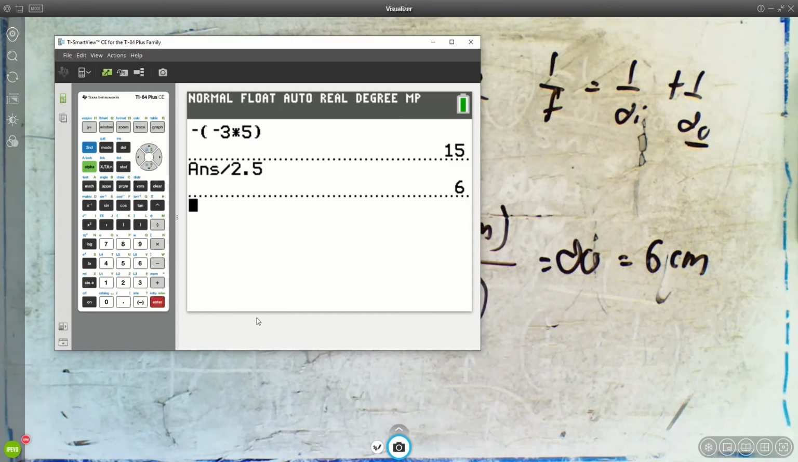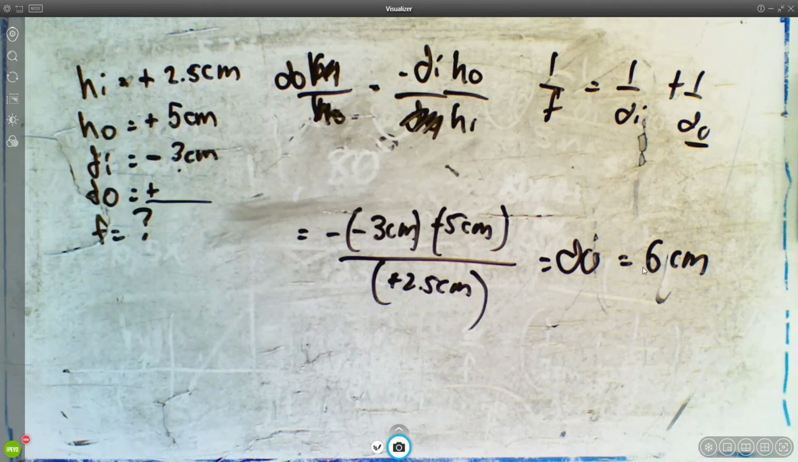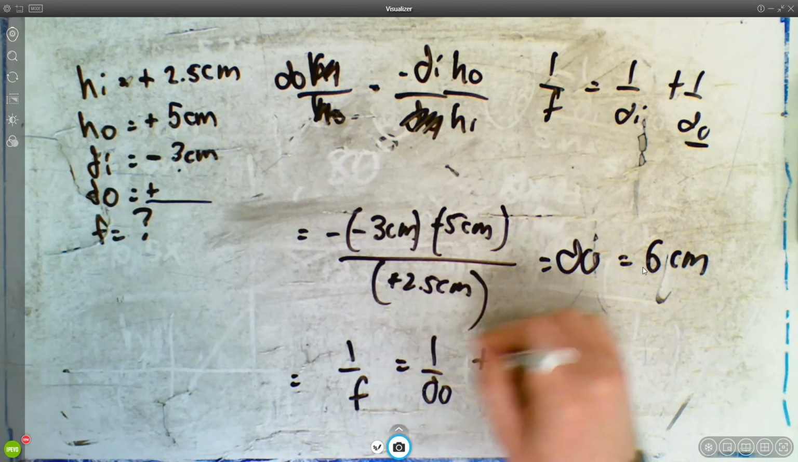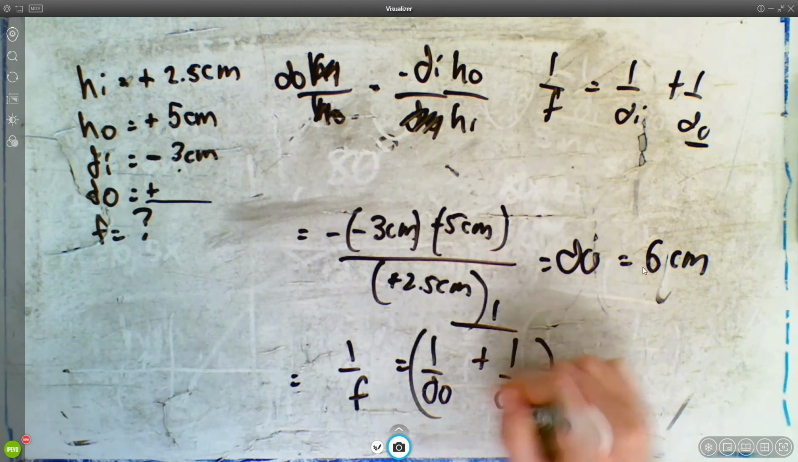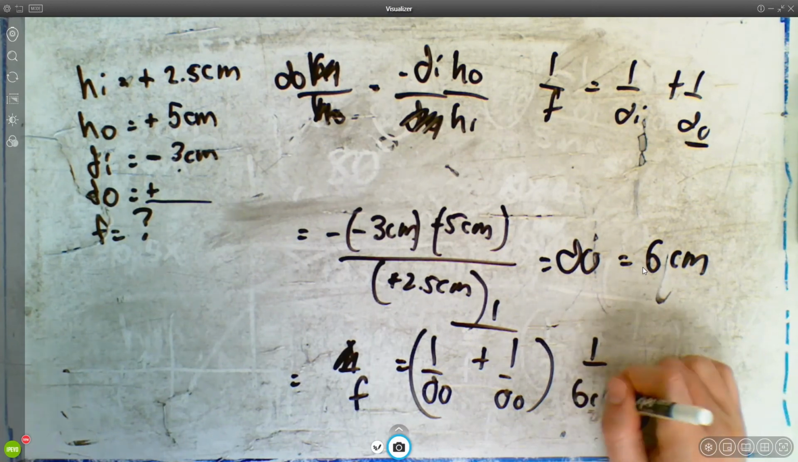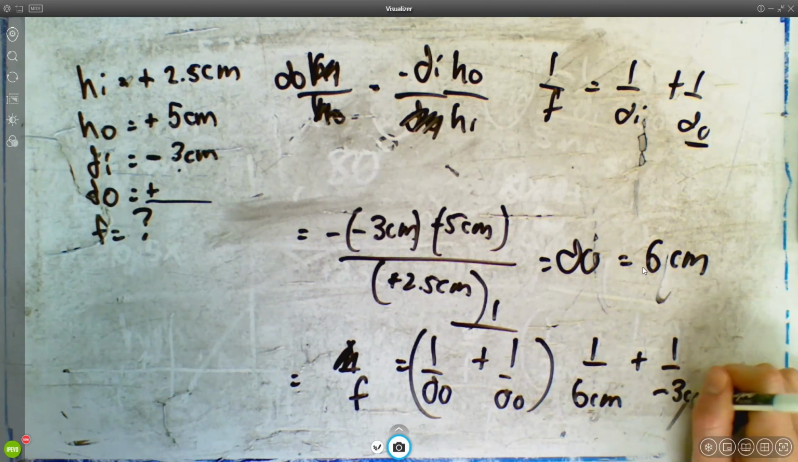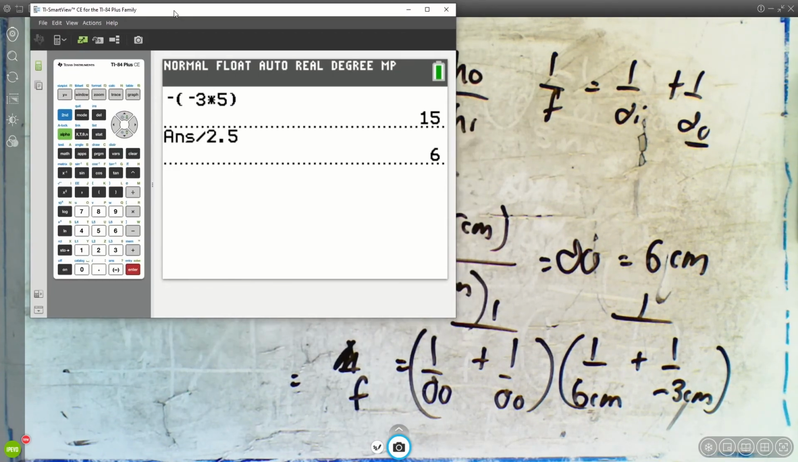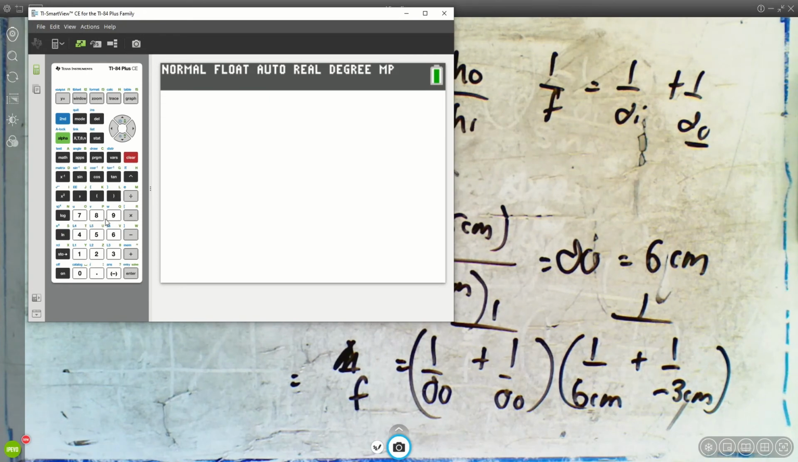Okay, and now to finish it off, we get 1 over f equals 1 over dou plus 1 over die, and we flip it, and we can find f. So we're going to go 1 over 6 centimeters plus 1 over negative 3 centimeters, and you flip it, and you get your answer. So let's do that. You can see I switched dou and die. It doesn't matter which one you make dou and which you make die because they're both added together. So just the negative has to be by the 3 and the positive by the 6.